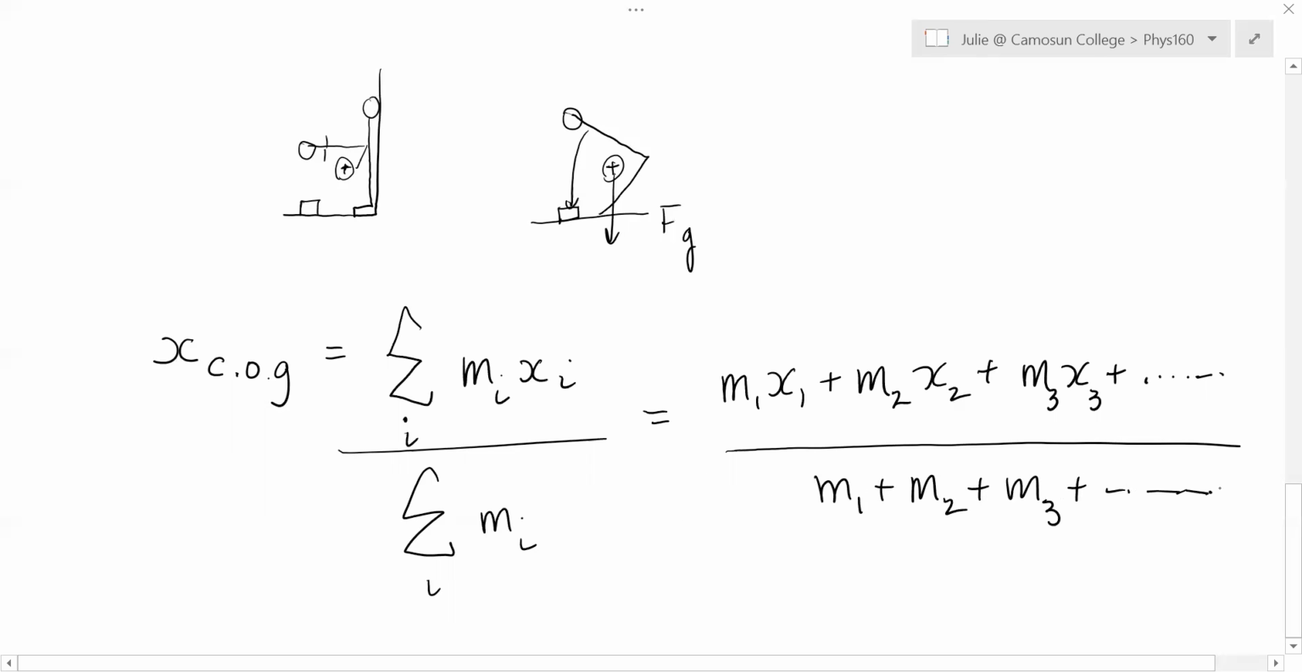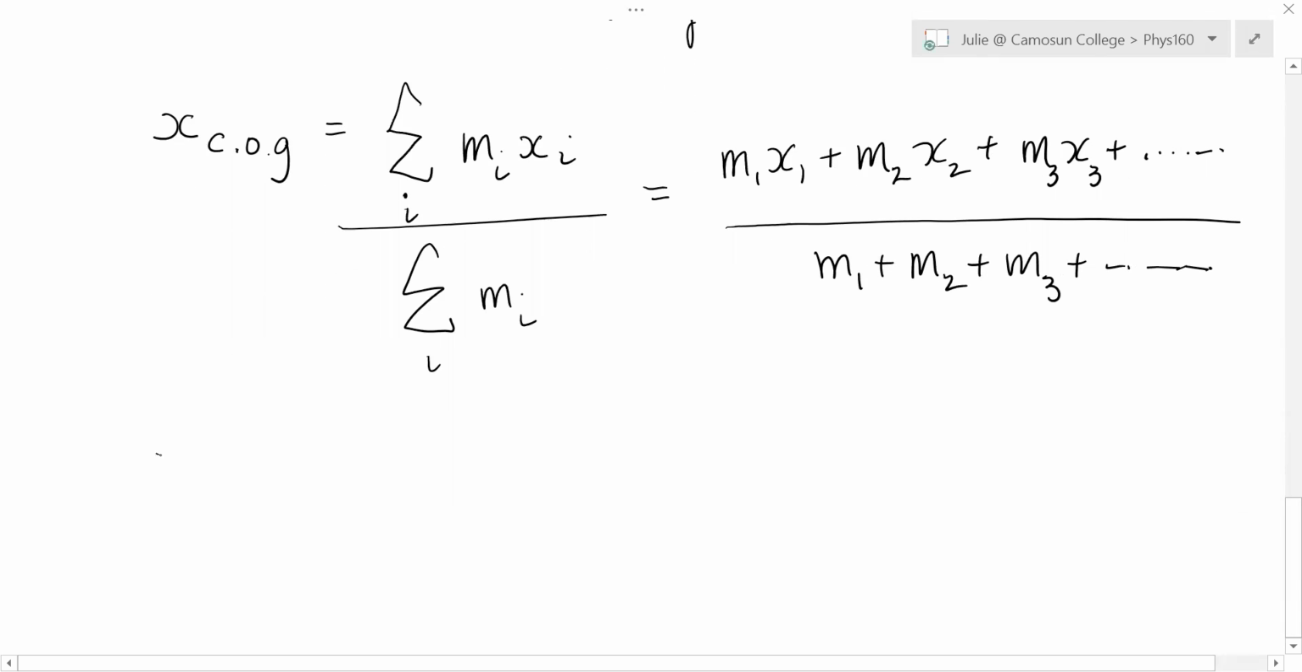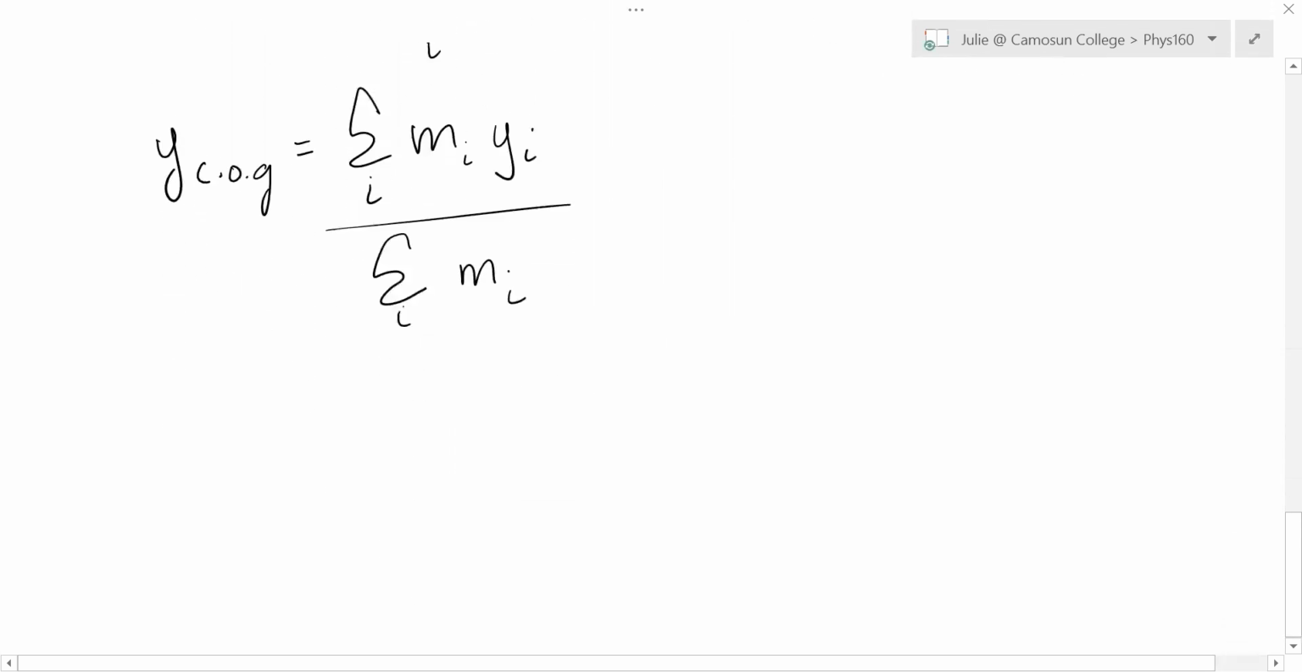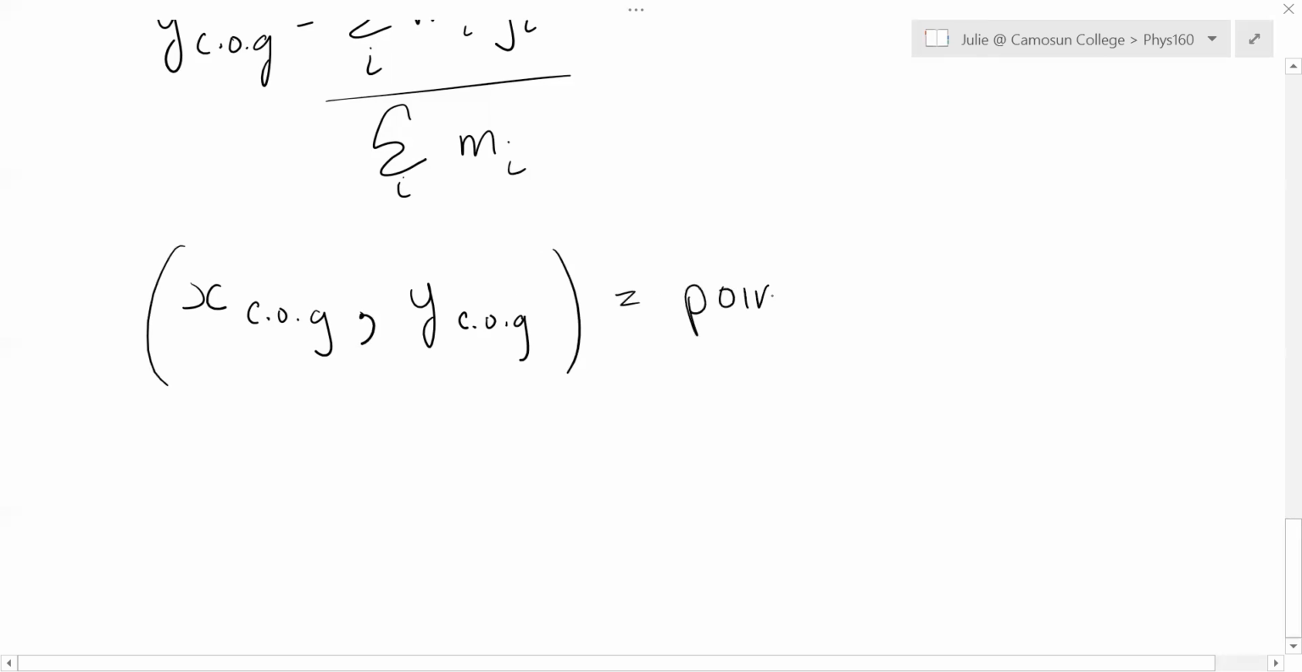On and on. Okay, so that's the x direction, and then similarly in the y direction, it's the same formula, but you put the y. So it's m_i y_i over the sum of m_i. Okay, so how do we do that? Let's just do some examples. So the x center of gravity, y center of gravity, that is a point in the xy plane. And that's the point you're after, the center of gravity or center of mass of the object.